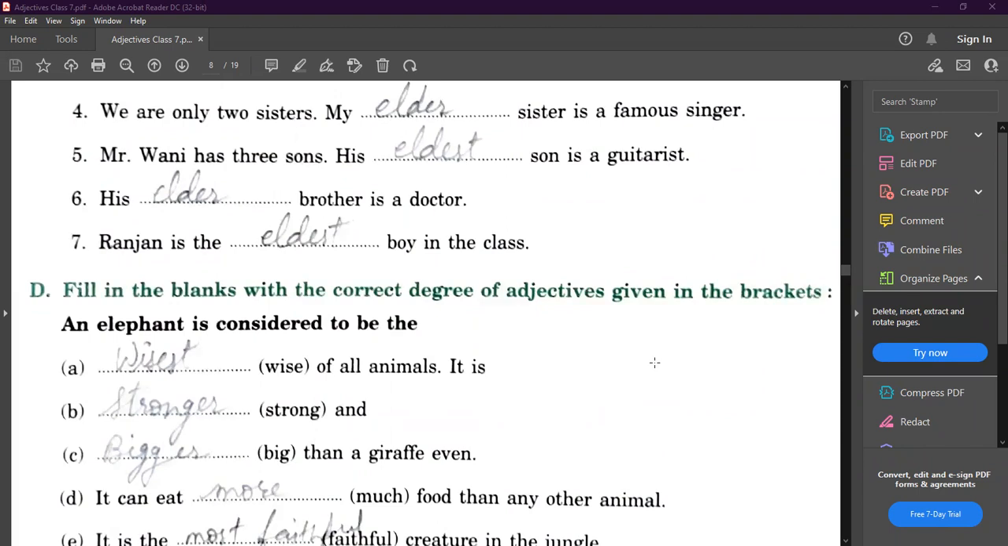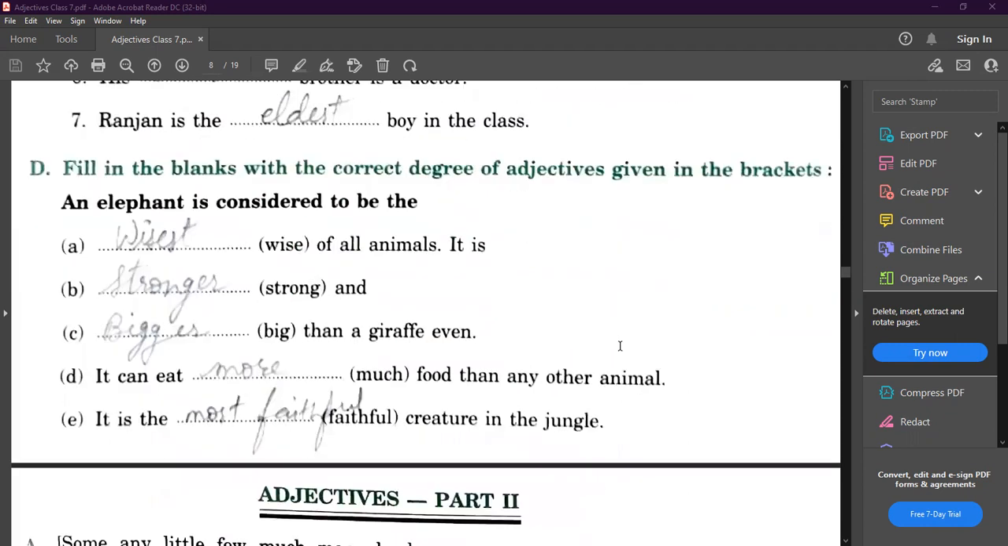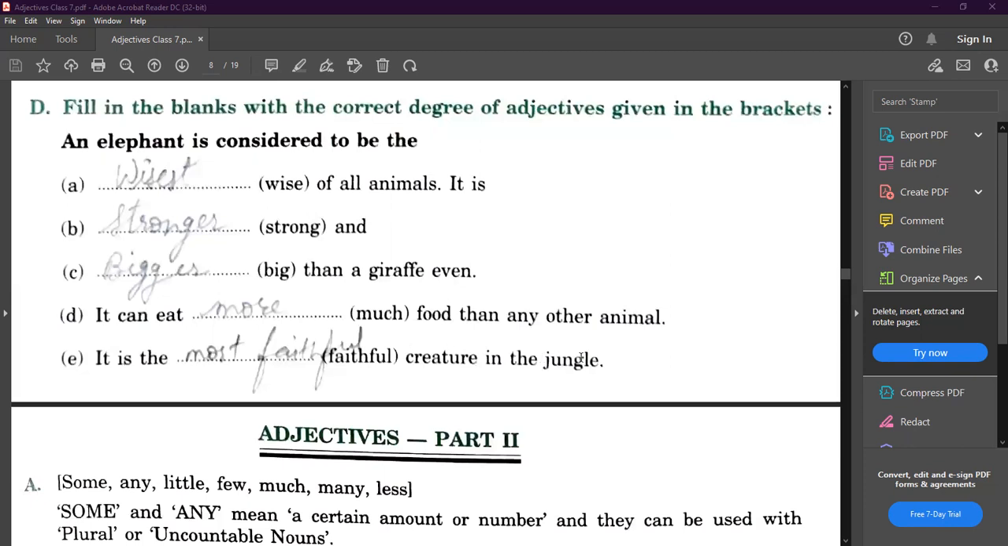Now the D part. Fill in the blanks with correct degree of adjectives given in the bracket. An elephant is considered to be the wisest animal of all animals. It is stronger than and bigger than a giraffe even. It can eat more food than any other animal. It is the most faithful creature in the jungle.